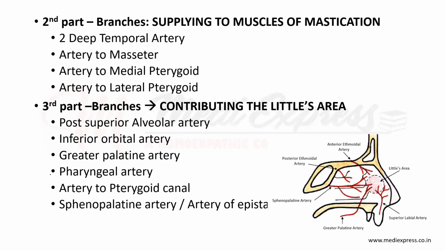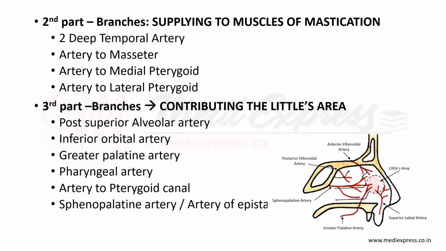Next, coming to the second part. The branches of the second part supply the muscles of mastication. We have two deep temporal arteries, the artery to masseter, the artery to medial pterygoid, and the artery to lateral pterygoid. Remember, these are the muscles of mastication. The next one is the third part.